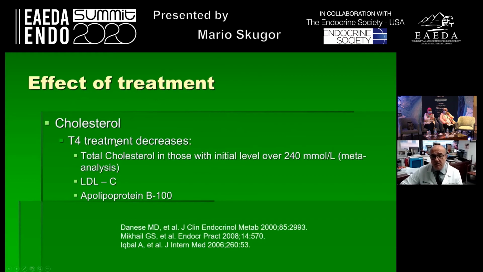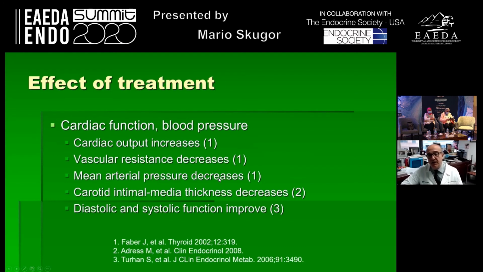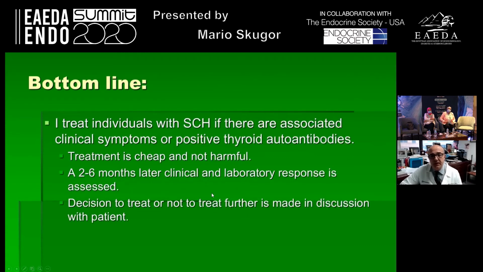If you look at cholesterol, T4 treatment decreases total cholesterol in patients who initially have high cholesterol levels, over 240 mg/dL. It will decrease LDL cholesterol and apolipoprotein B-100. As for cardiac function measures, cardiac output increases if you treat. Vascular resistance decreases if you treat subclinical hypothyroidism. Mean arterial pressure decreases. Carotid intima-media thickness decreases over time, and diastolic and systolic function improve. So there are measurable benefits.